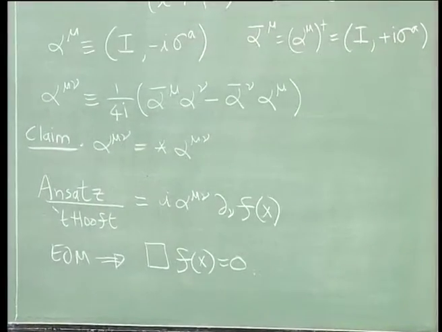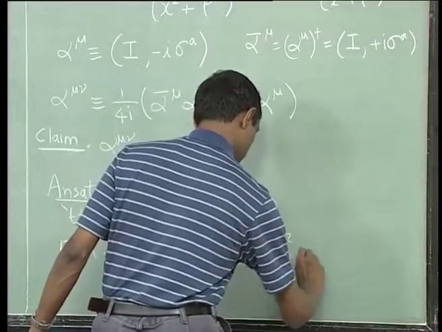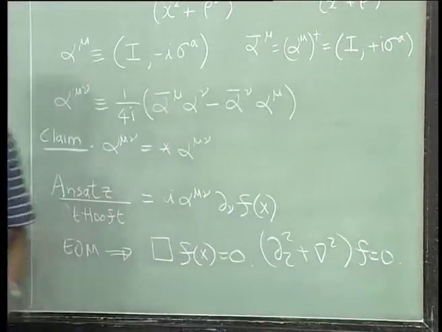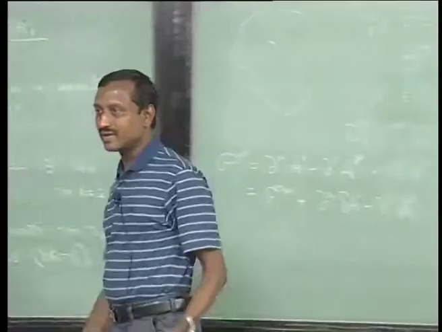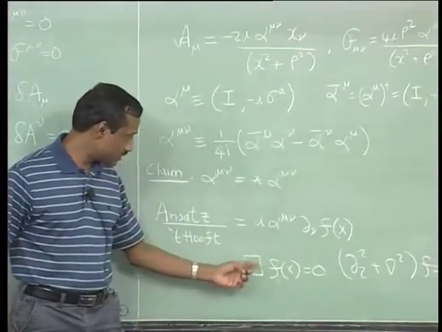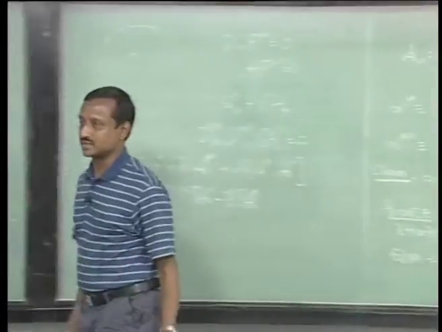Box f of x equal to 0. This is a 4-dimensional box. This is very nice, and very interesting also. What you started out with, your actual equations of motion, are non-linear, okay, but what is coming out after this ansatz is that you are getting something linear. It tells you that superposition works.